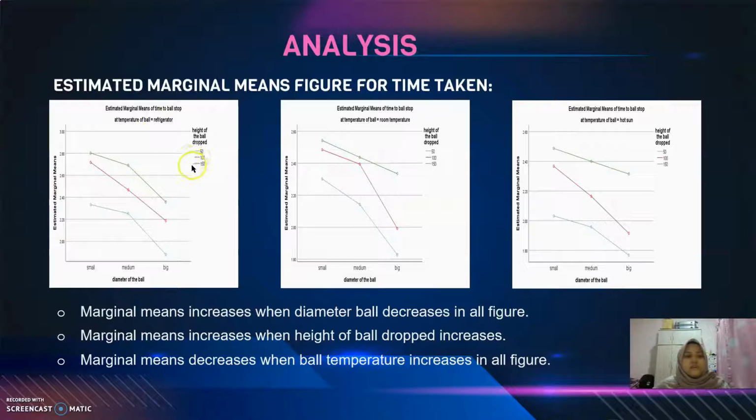Okay, so when the height of ball increases, which is at the green line at the 150 centimeter, the marginal means for the time taken increase, and also at the temperature. For the temperature, when the temperature of ball increases, which is at the hot sun temperature, the marginal means for the time taken decrease because it recorded the lowest marginal means here.